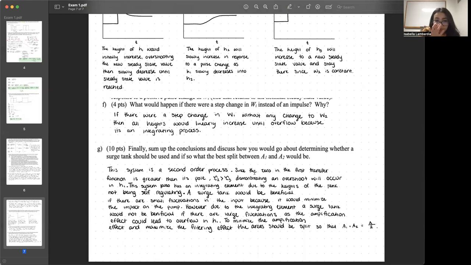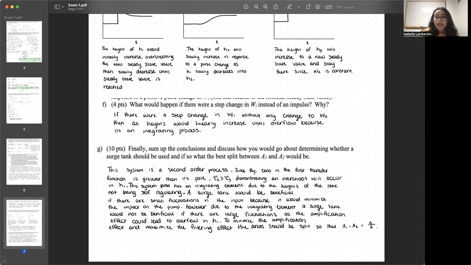So to sum it up, like I said, the system is a second order process, with our input being mass flow rate in and our outputs being H1 and H2. And we know that in our first transfer function, our zero is greater than its pole. So it shows that an overshoot will happen in H1. And like I said, the pump does make it an integrating process, so our heights are not self-regulating.